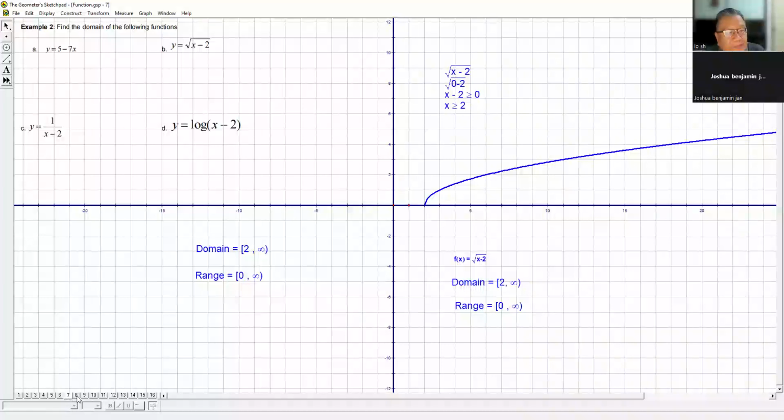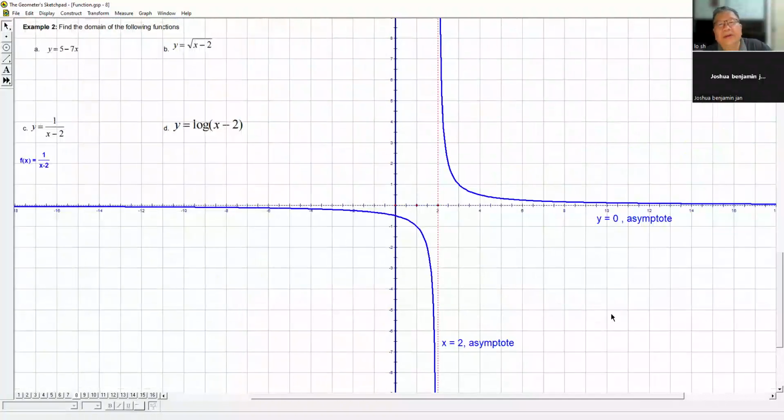Next one. Okay, before I carry on, any problem? Do you understand? Can you understand this one? Yes. Okay, then we go on to the next one.